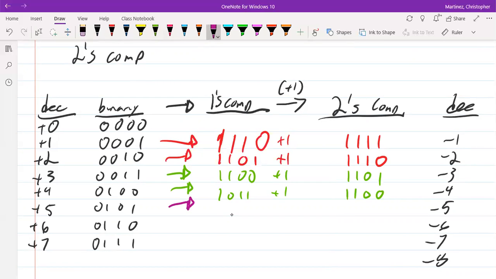Okay, 5, do 1's complement. I get a 1, a 0, a 1, and a 0. I'm going to add a 1. I get 1, 0, 1, 1.